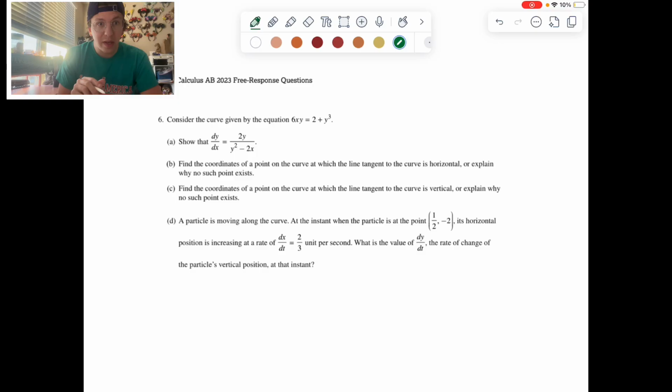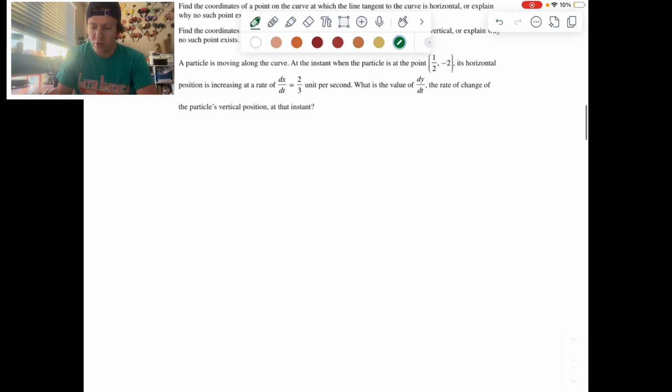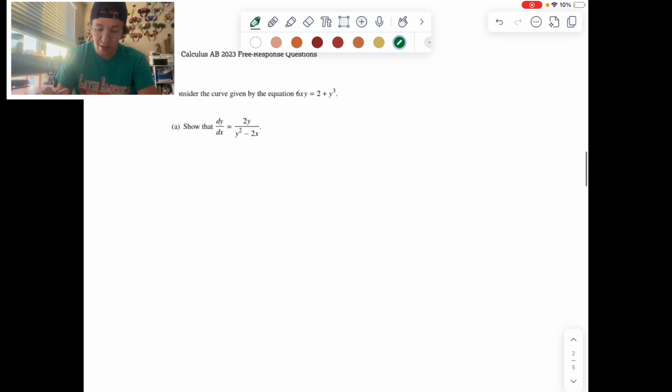It is question number 6 and it deals with a curve given by the equation 6xy = 2 + y to the third. And we have to do some implicit differentiation, we have to do a lot of different things, horizontal, vertical, tangent lines, and then we deal with some related rates. So let's get this party started with part A. Our goal is to show that the derivative dy over dx is equal to 2y over y squared minus 2x. So let's take the derivative of our curve.